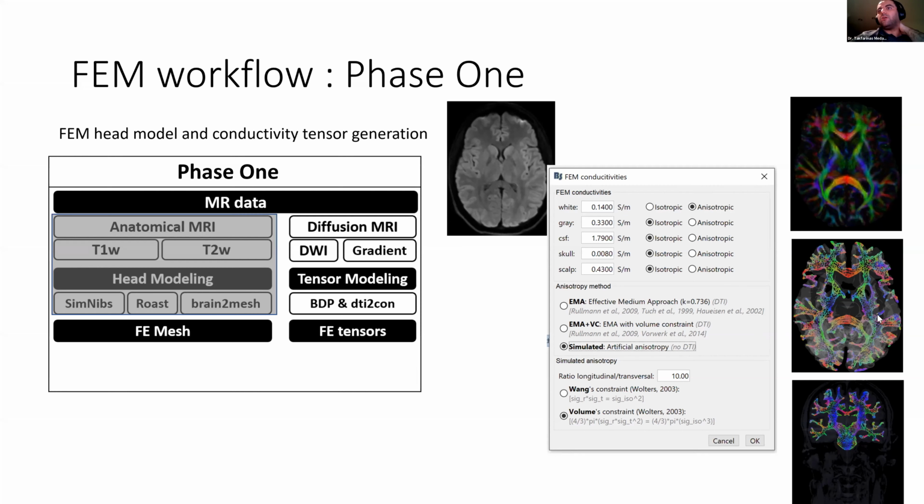So here we have the diffusion tensor. This one is the conductivity tensor. And as we can see, the colors are the same, and the colors show the orientation of the ellipsoid, or the orientation of the main eigenvector with its main eigenvalue.